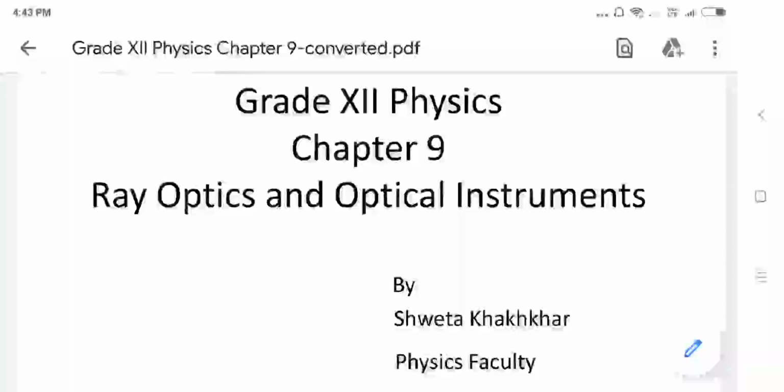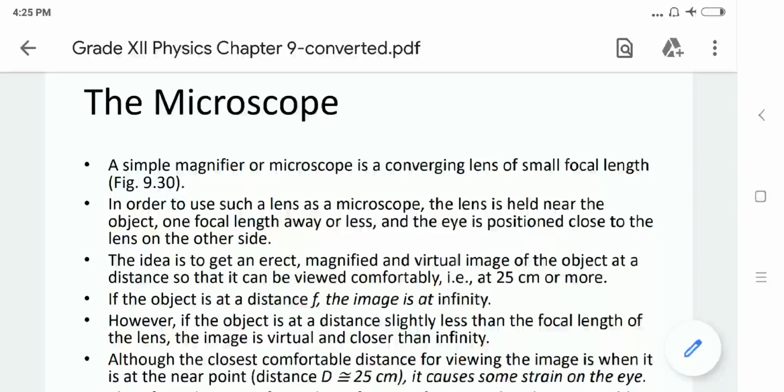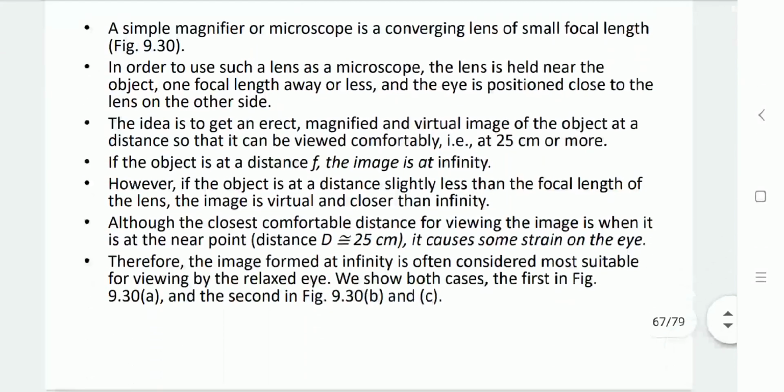Hello students, let us start our new session of chapter number 9, Ray Optics and Optical Instruments. Now let us focus on the other optical instrument, the microscope. Let us focus on the diagram.